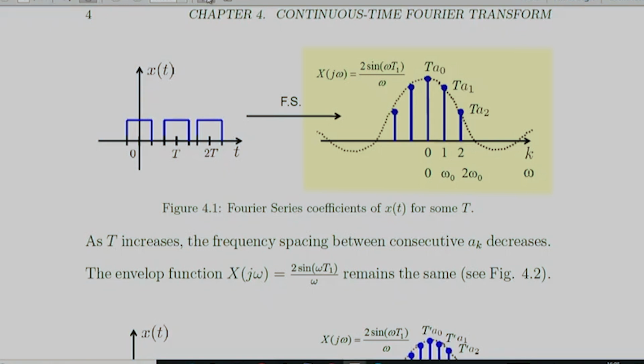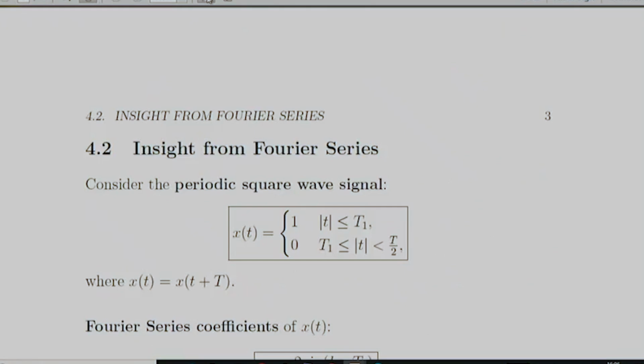Now, what happens when I let T increase? Well, remember, if we think in terms of plotting it as a function of omega, so we associate to the indexes the actual frequencies, what happens as T increases is that the frequency spacing between them, which is basically omega naught, 2 pi over capital T, is going to get smaller and smaller and smaller. The envelope curve stays the same. It's always 2 sine omega t1 over omega.